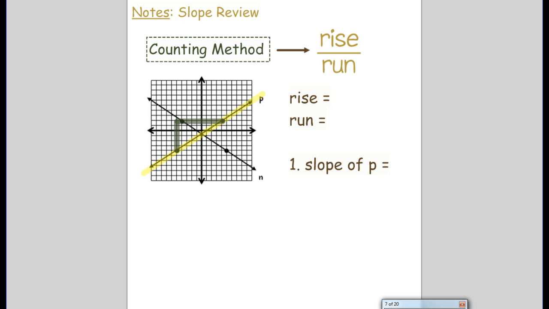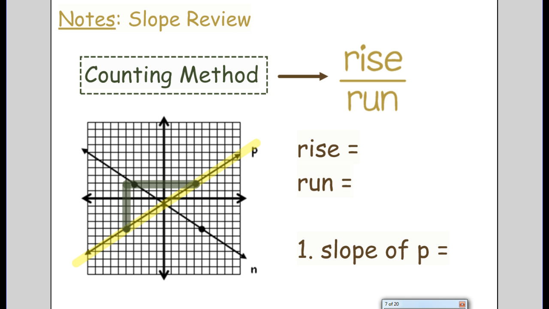Finding the slope. All right, so first of all, there's just the counting method. And we love this method. If I give you a graph, then you can absolutely find the slope of it. Because you just find 2 points, and you count rise, and then you count run, and then you just divide them. So go to your notes where it says, what is the slope of line P? On the next page. What is the slope of line P?